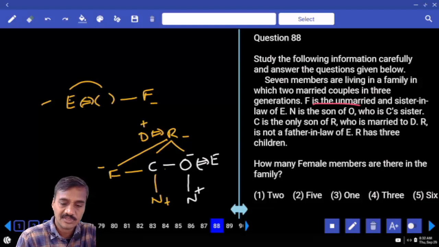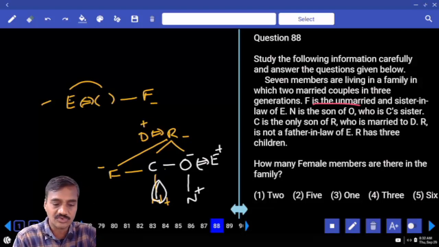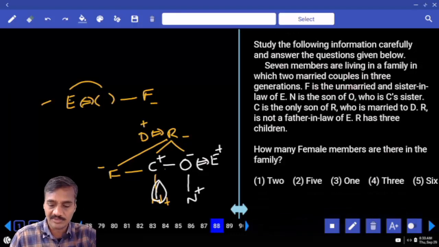O is a female. Then E is a male. If E is a male, then what about this C? C is the only son of R. Then how many female members are there in the family? How many females should there be? There are 3 females. That is the choice for question number 88.